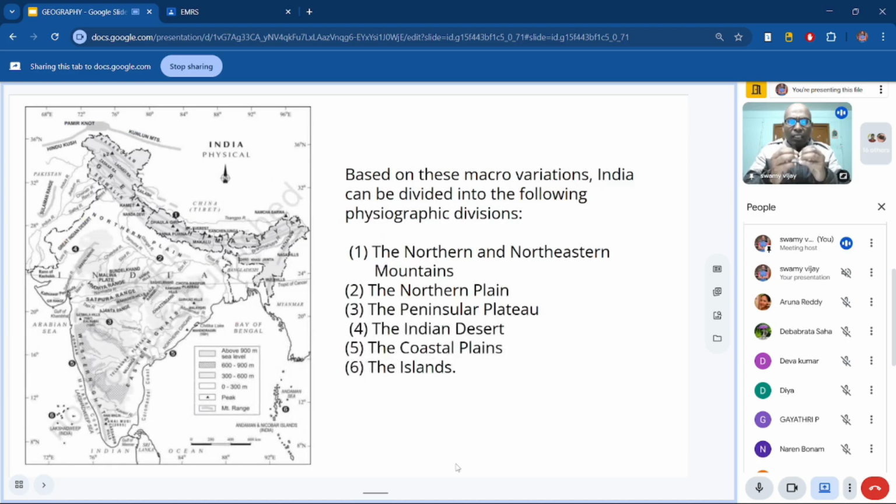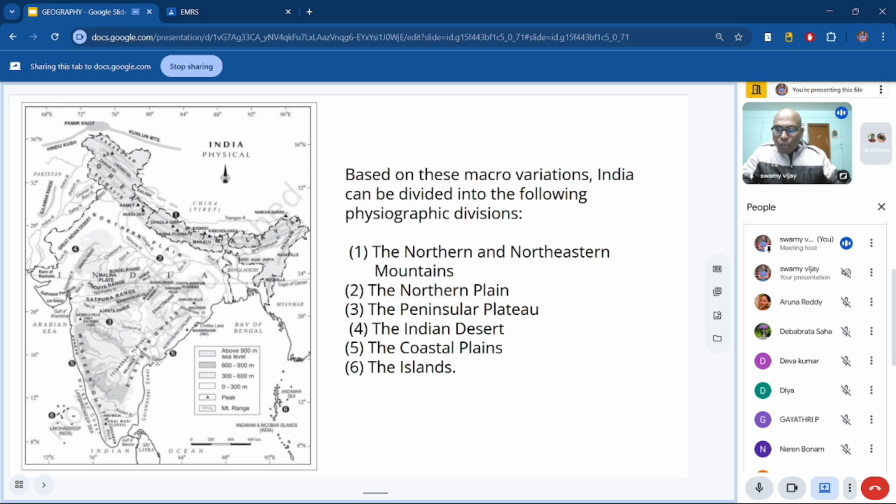Now, based on these macro variations, India can be divided into the following physiographic divisions: the northern and northeastern mountains on the extreme northern side, then the northern plains, then the peninsular. Number 1 is the northern and northeastern mountains. Number 2 is the northern plains, the very fertile alluvial soil plains. The third is the peninsular plateau, the fourth on the left side is the Indian desert, and the fifth is the coastal plains.